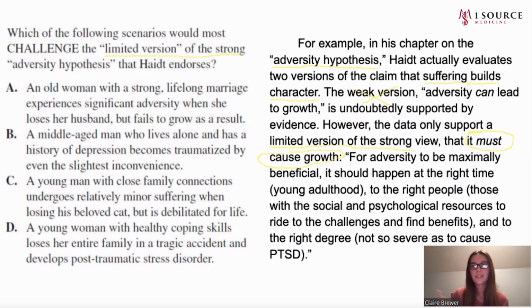So the three circumstances that are explained are that for it to cause growth, it must happen during young adulthood, to the right people, so those with the right social and psychological resources, and to the right degree, so not too severe to cause PTSD. So with that in mind, I can go back to the question. I've sort of answered that first part of the question, which is what is the limited version of the strong adversity hypothesis? And that is adversity must cause growth under these three circumstances.